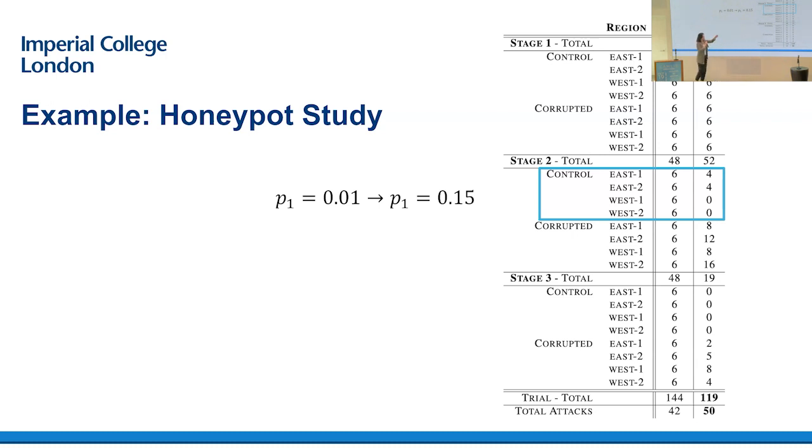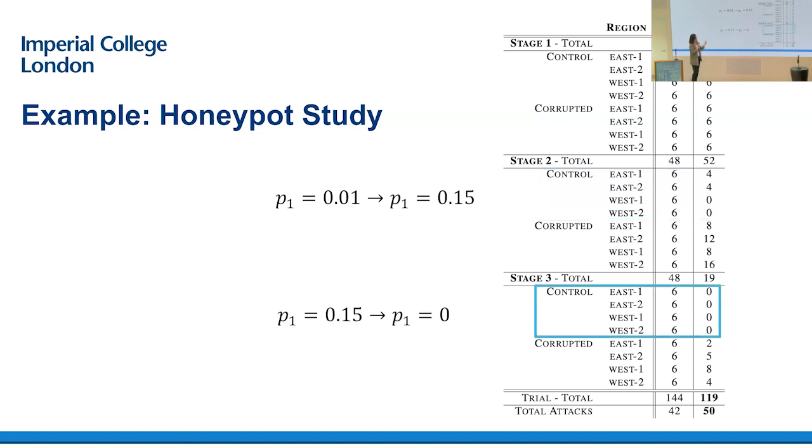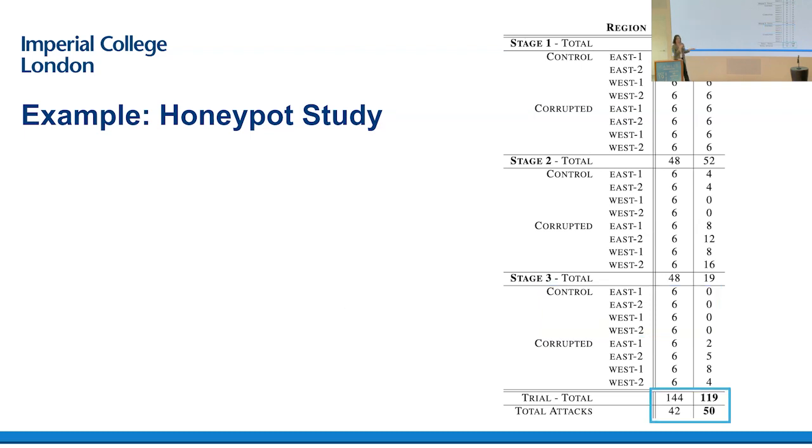And it said, okay, we still need to deploy some controls in the second stage just so it can confirm that the treatment effect is truly present. And because the corrupted ones had higher rates, we deploy more in the corrupted group. Then in the third stage, after we observed the results of the second, we actually deployed no control because none of them got exploited. So it just goes to show that it works.